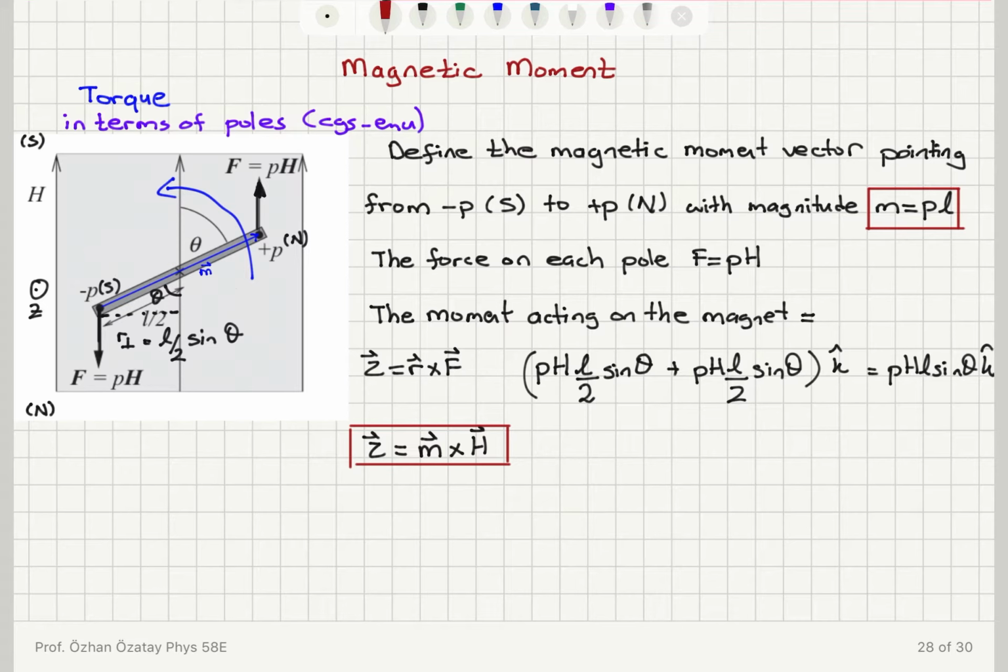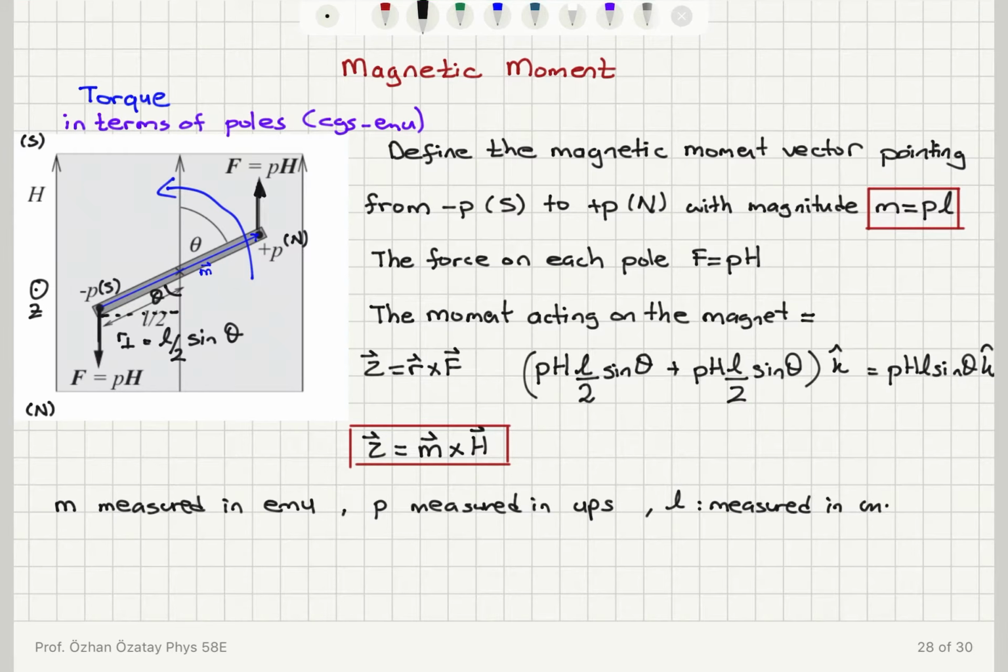Now, in CGS EMU units, we're going to call the unit of M, measured in electromagnetic units, EMU, and P is measured in unit pole strength, whatever that is, and then we have L measured in units of centimeters.